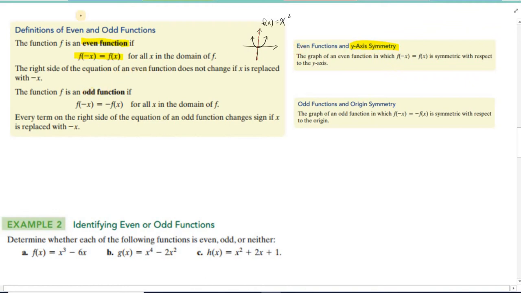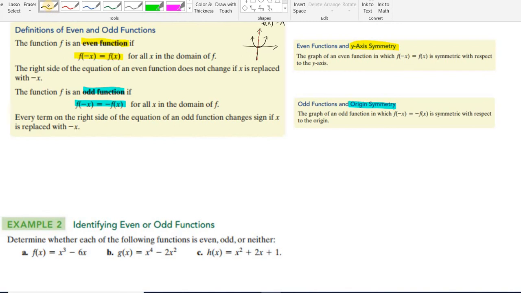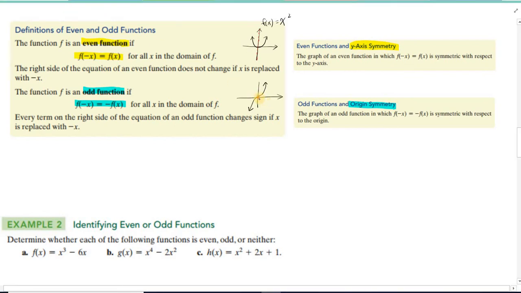And then the second one is the odd function. For an odd function, you must remember this: f of negative x equals negative f of x. That also means it's origin symmetry. A typical example is like this. That is origin symmetry, which means if I start right here and twist this 360 degrees, just like a clock, I'm going to come back exactly matching. That means it's origin symmetry.